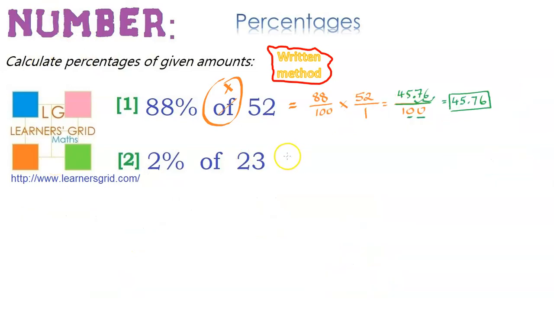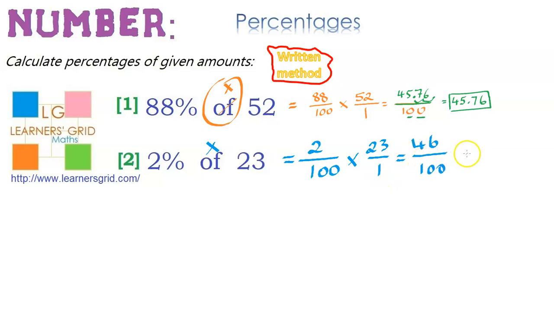Number 2, we set it up in exactly the same way. So it's going to be 2%, so 2 out of 100, in other words, multiplied, remember that means multiplied, by 23. 23 has to become a whole number, so we put it over 1. Great. Now we can solve. Luckily, this one isn't too hard. 2 times 23 is 46, and 100 times 1 is 100.